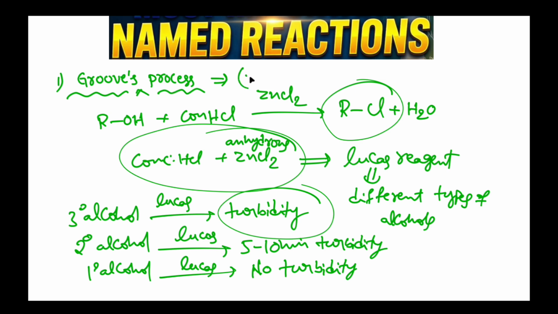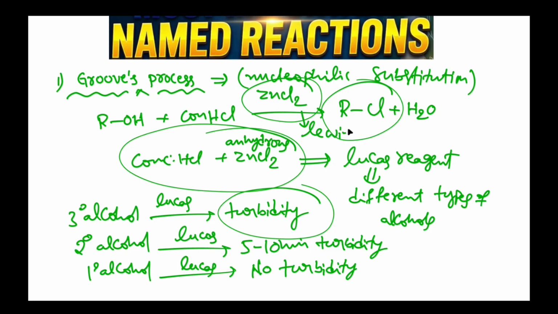This Groves process is a nucleophilic substitution reaction. In this reaction, ZnCl2 acts as a Lewis acid. Anhydrous ZnCl2 cleaves the C-O bond in alcohols to form alkyl chlorides in this process.